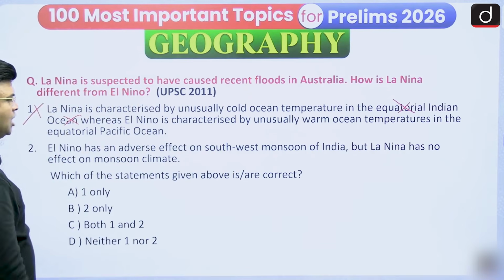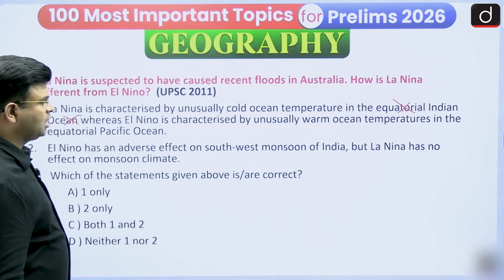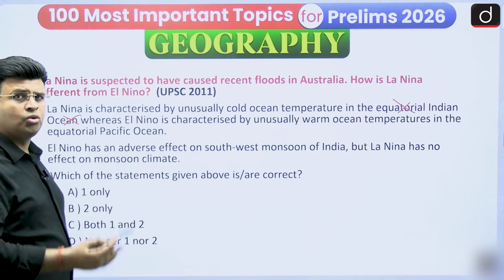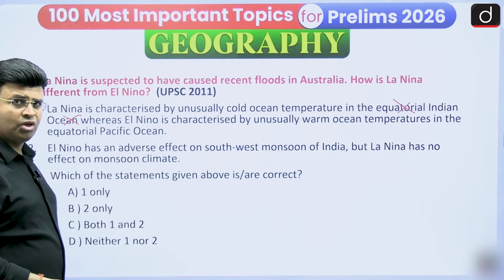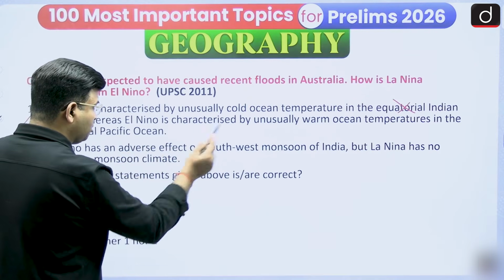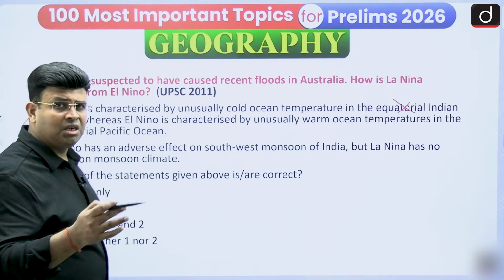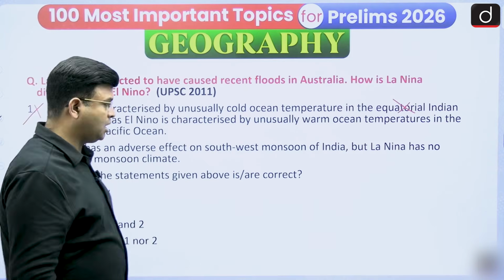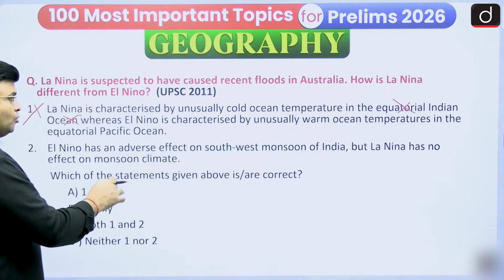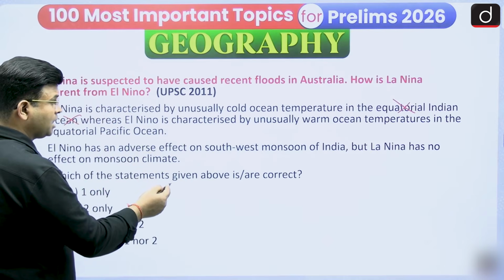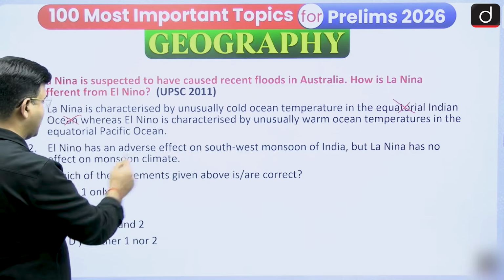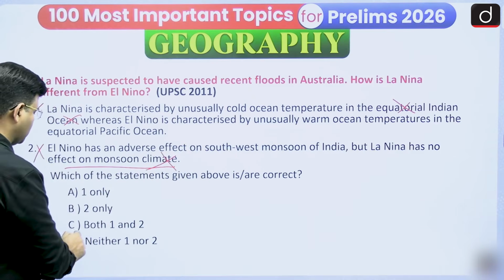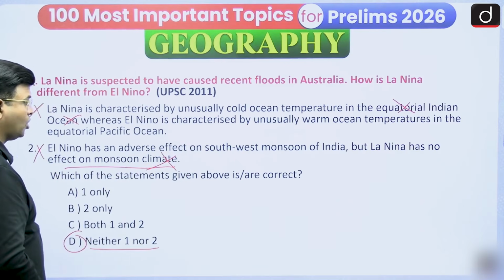El Niño has an adverse effect on the southwest monsoon of India, but La Niña has none. Yes, to an extent you can say that El Niño has a bad impact on the Indian monsoon, reducing it. This part is correct to an extent, but La Niña has no effect? La Niña brings more rainfall in India, yes. The stronger Walker circulation is causing it. So La Niña brings more rainfall, it has a very high impact. The statement that La Niña has no effect on the Indian monsoon is wrong. So the answer is option D, neither 1 nor 2.